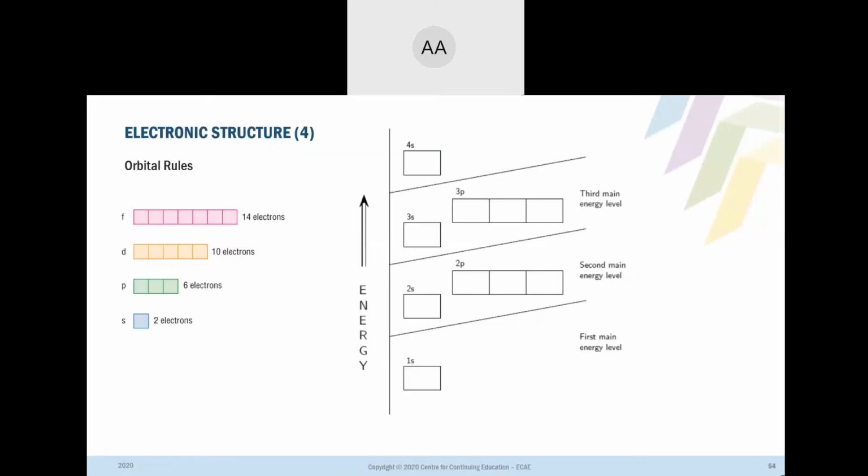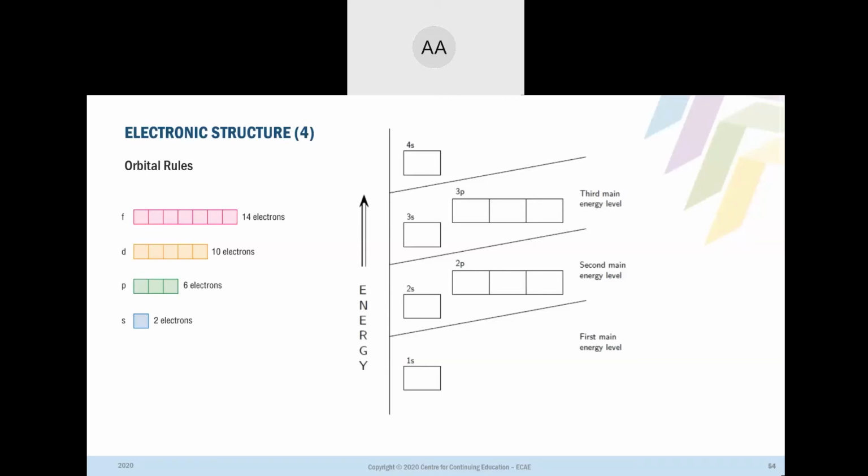So the electron structure, let's have a look at it. You can see in the first energy level we have 1s, where we can put 2 electrons. Then in the second energy level, we have 2s and 2p energy levels, where we can put 2 s electrons and 6 p electrons. And then we go up to the third main energy level, 3s and 3p, and then 4s.